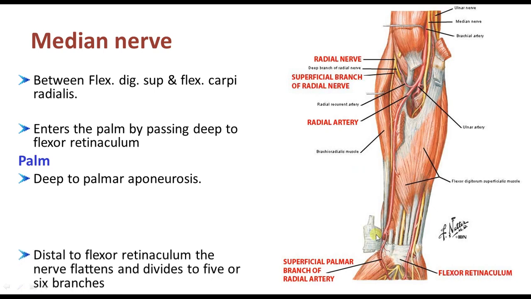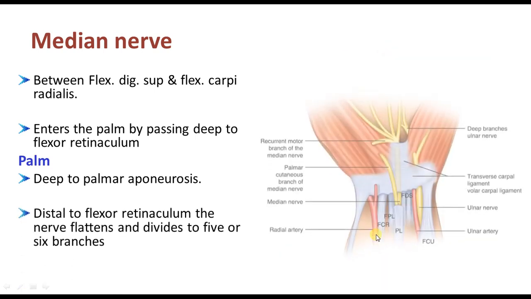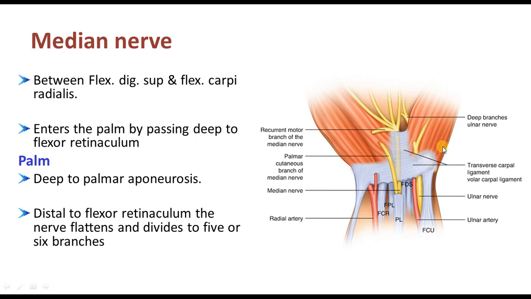In the palm, it passes deep to the palmar aponeurosis. Okay, it is present deep to the palmar aponeurosis. We have seen well and enough about the palmar aponeurosis in our previous class. So it protects the digital nerves and vessels, somewhat protective in nature apart from providing firm grip to the palm.